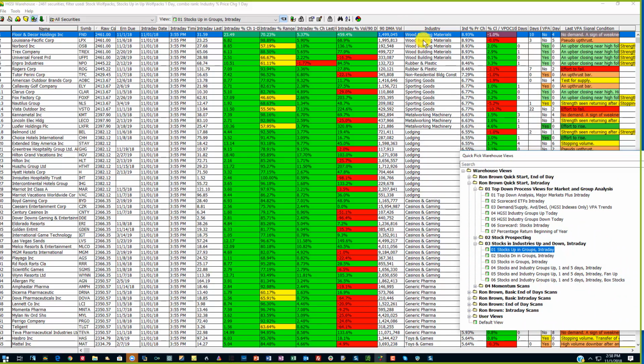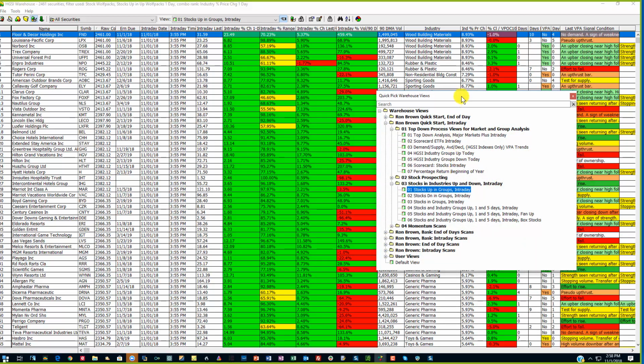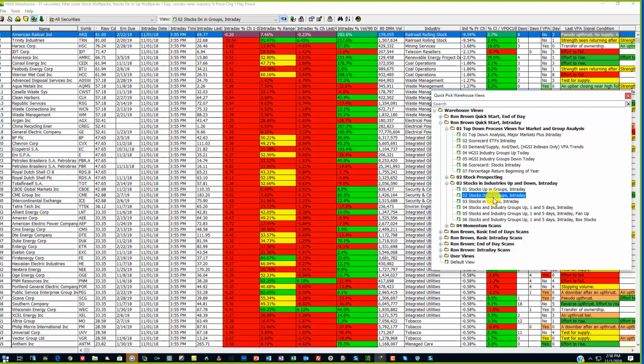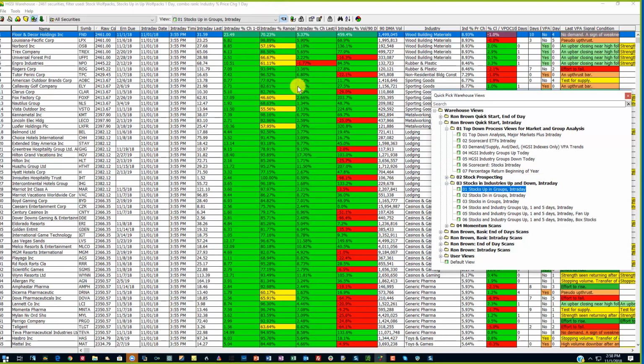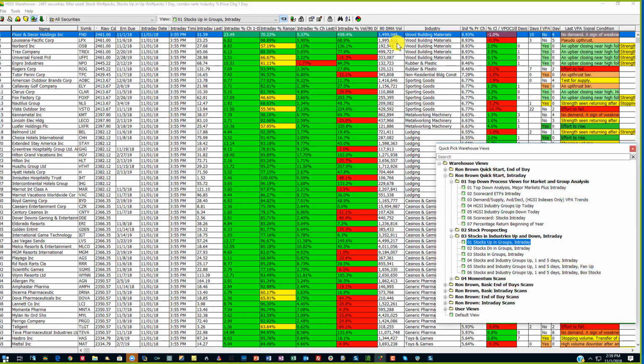It's got the wood building materials on top, followed by the rubber and plastic, and the sporting goods and so on, casinos, gambling. Remember, this is the percentage price change. This is not advancers versus decliners. But you can see which stocks are up in groups today and which stocks are down in groups today. So if the groups are up, these are the stocks that are also up in these groups. So this is really powerful.